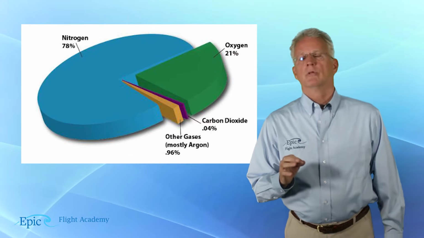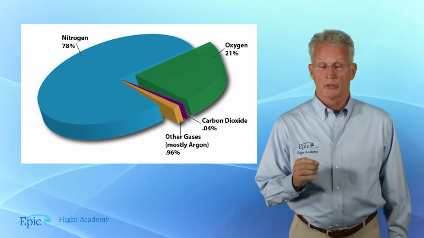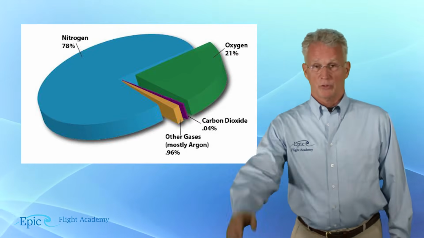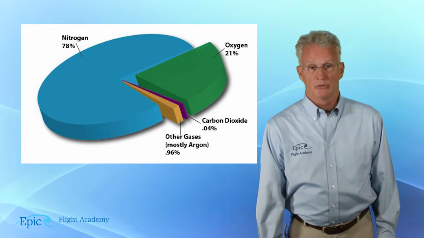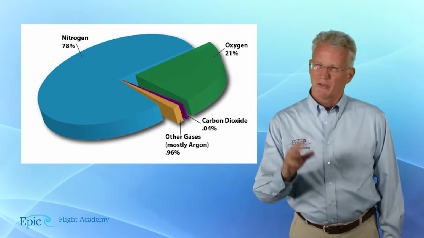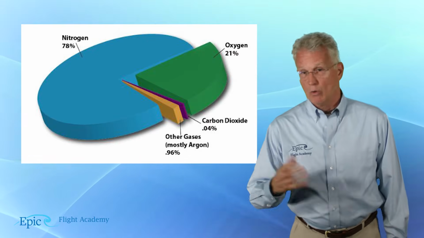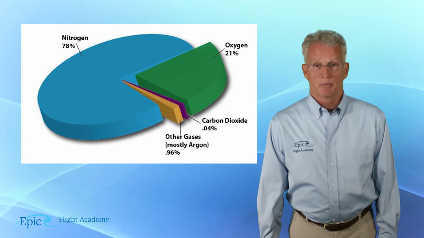Well, remember, if you look in the FAA's Advisory Circular Aviation Weather, you will find a chart that tells you specifically what the percentage of each of those gases are. Nitrogen, about 78%, oxygen, 20.9 or almost 21. So refer to that chart for those specifics.